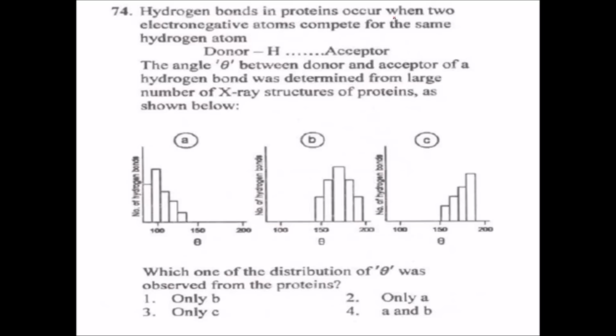Hydrogen bonds in proteins occur when two electronegative atoms compete for the same hydrogen atom. This is the donor and this is the acceptor, and this is the hydrogen bonding. The angle theta between the donor and acceptor of a hydrogen bond was determined from a large number of X-ray structures of proteins, as shown below.